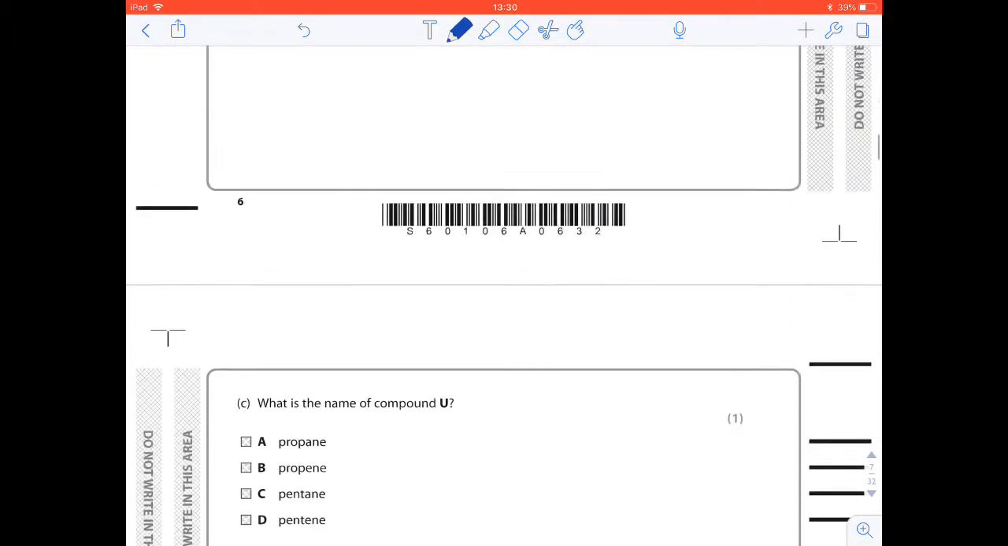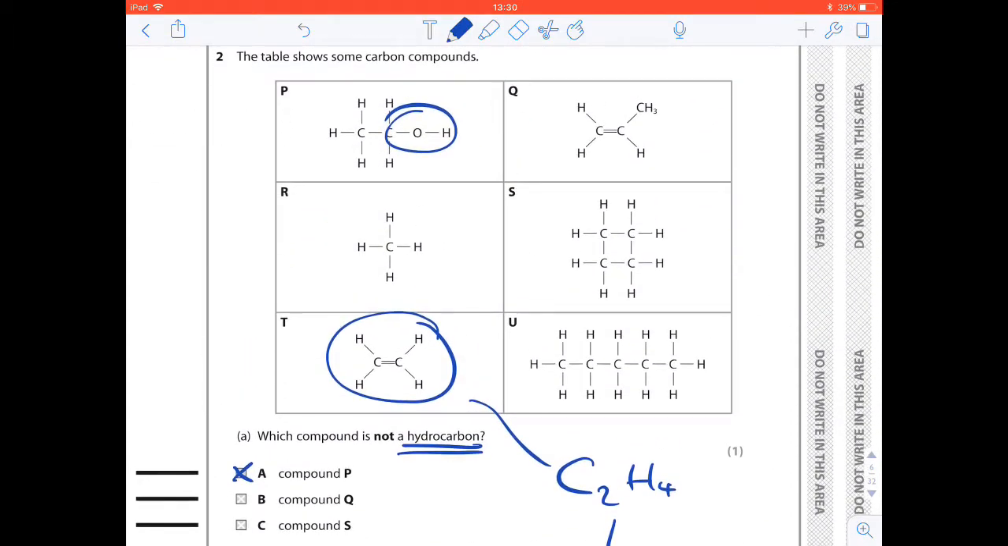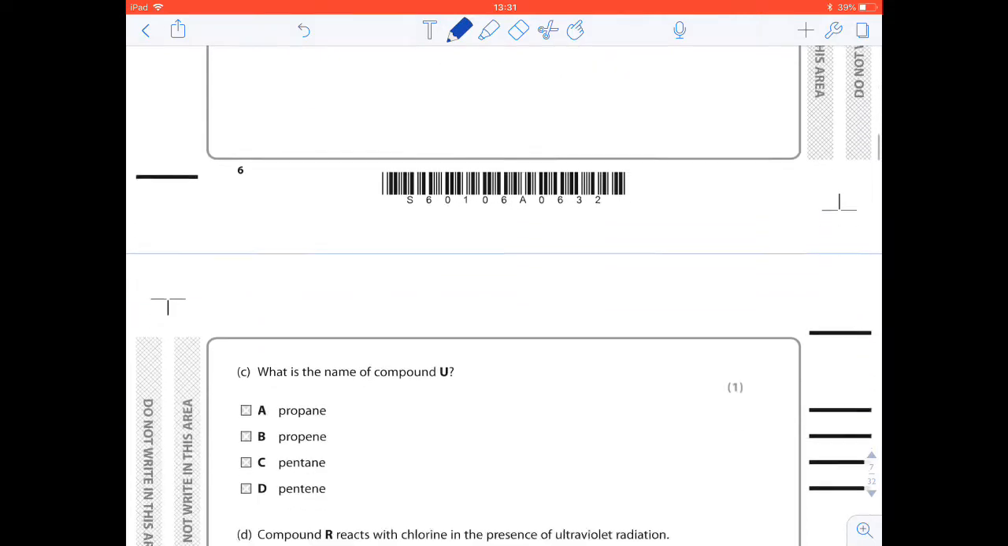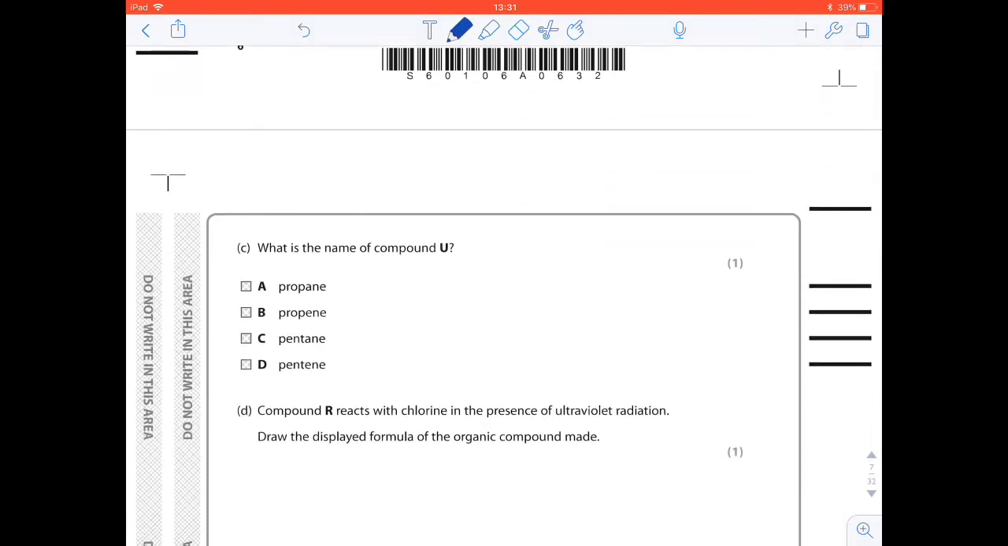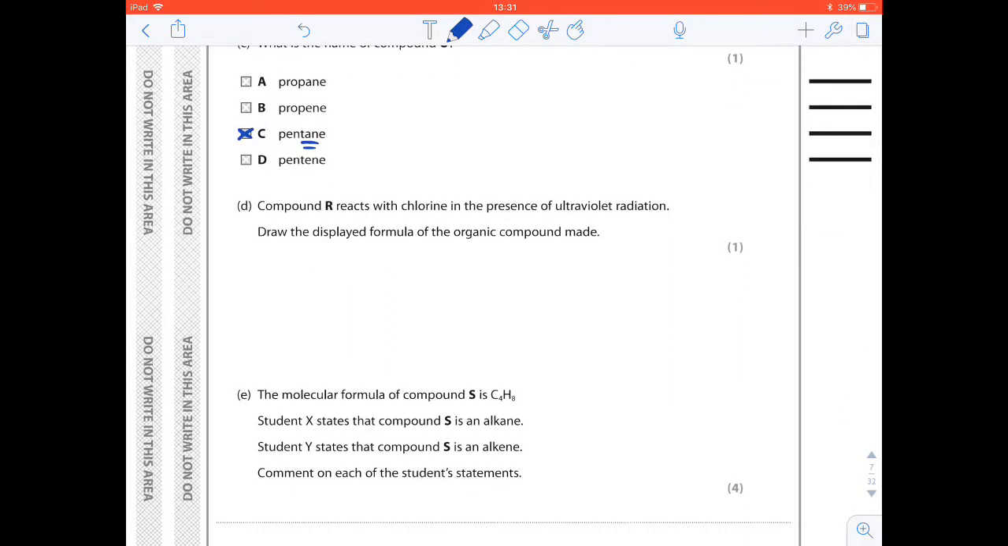The name of compound U. Just skipping back up to look at what U looks like, you need to just remember your names of alkanes. So it's got 1, 2, 3, 4, 5 carbons in it. So a bit like a pentagon, you just have to remember that is pentane. Okay, it's an ane, not an ene, because it's got only single bonds.